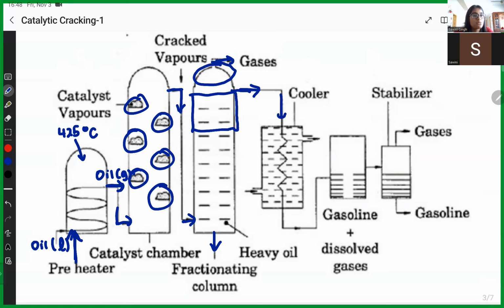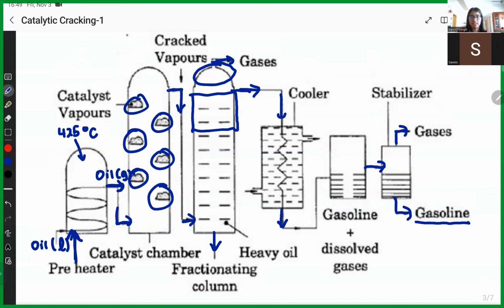Now, the cooler here will condense the gasoline back into a liquid. But the only problem now is it's not pure. The gasoline needs to undergo a process in the stabilizer, and the stabilizer will collect the flue gases or the dissolved gases from the top and pure gasoline from the bottom. And we got our goal, which was gasoline.